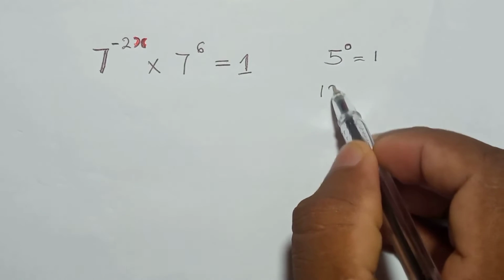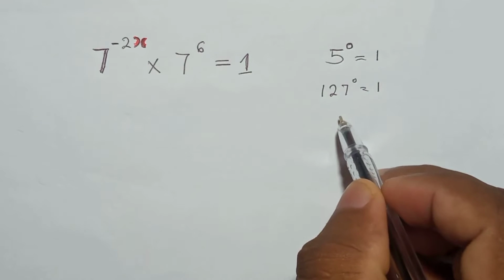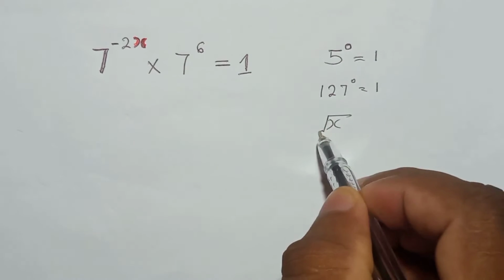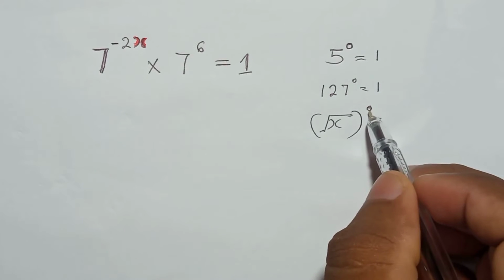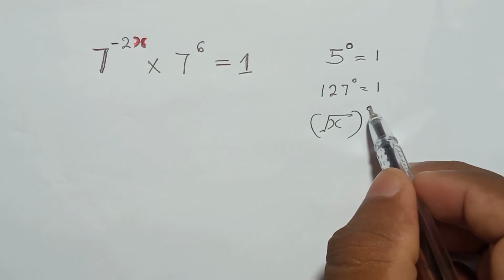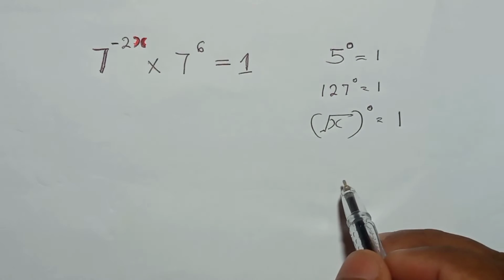Anything. 127 to the power 0 is 1, anything, right? That means even this kind of thing, if you think like this, this whole thing is to the power 0, the index is 0, so that means it is equal to 1. That basic idea you can remember like this.